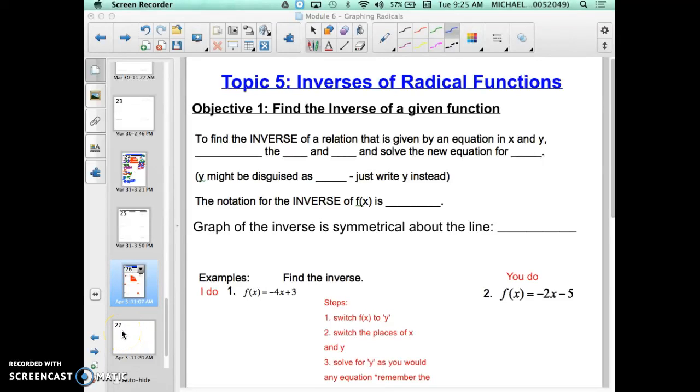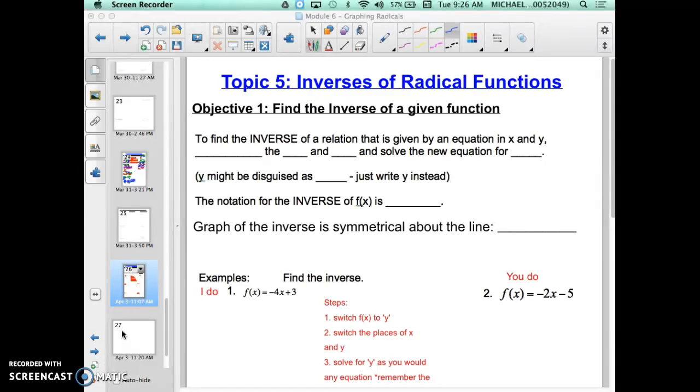Topic 5, inverses of radical functions. The first objective in this topic is to find the inverse of a given function algebraically. There are two other ways to find inverses of functions, but the first one we're going to use, and again, the first objective in this topic, is to find it algebraically.